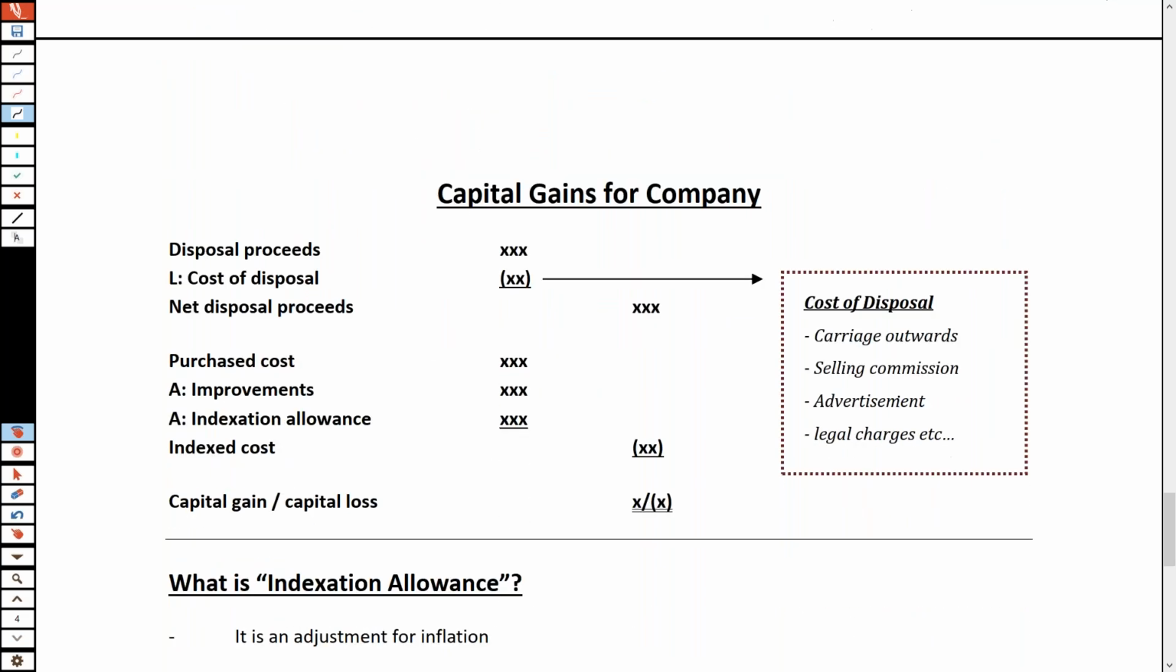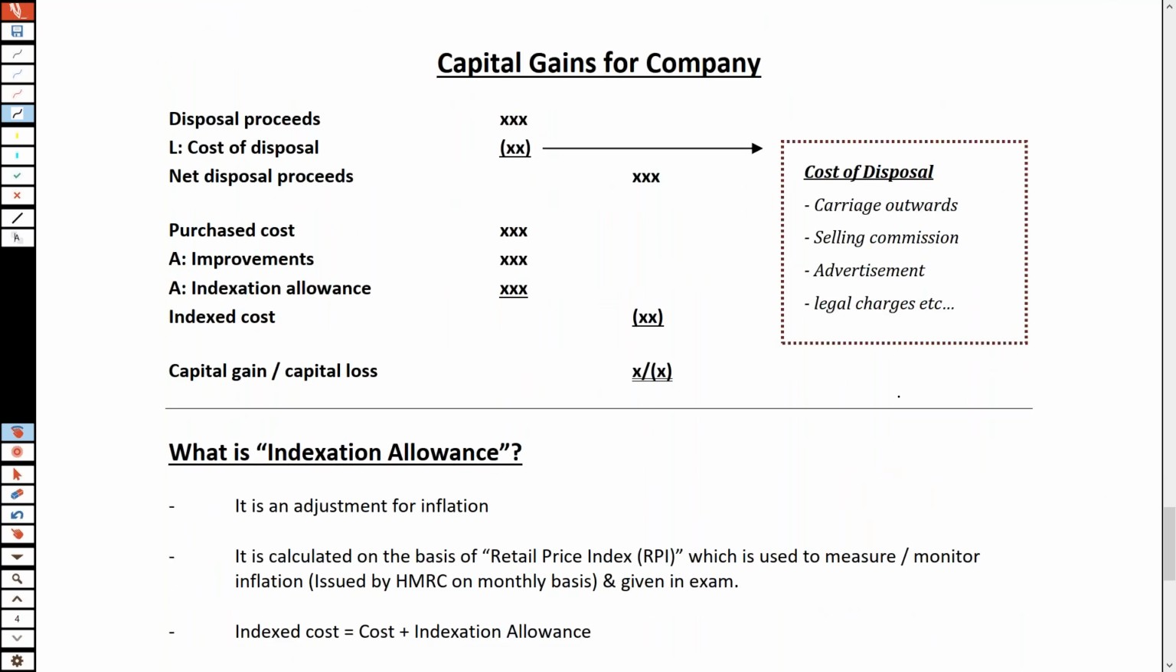Another area tested in that exam question, which we are going to start after this discussion, is the discussion of capital gains for companies. What is a simple proforma to follow while calculating any capital gain for a company? Take the disposal proceeds, and from these disposal proceeds deduct the cost of disposal. So the net disposal proceeds would be calculated.